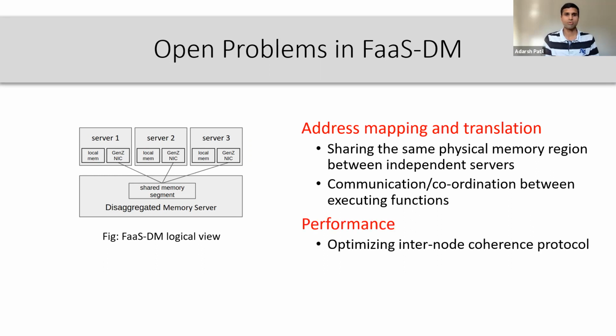Secondly, we aim to improve performance. Here, we seek to optimize the internode coherence protocol. Thirdly, we aim to provide appropriate availability guarantees, given that the compute servers and the memory can fail independently and partially.